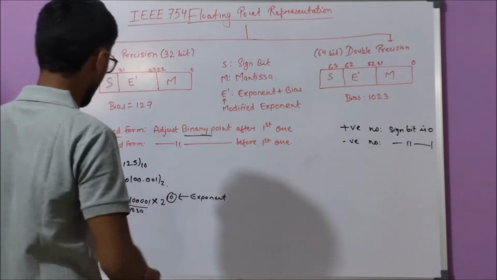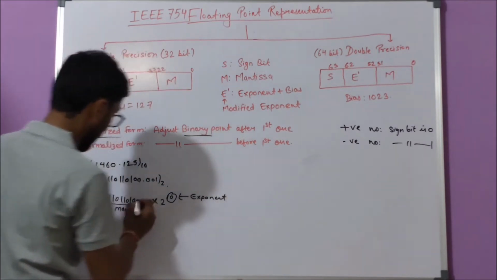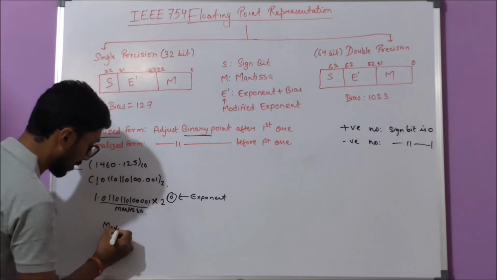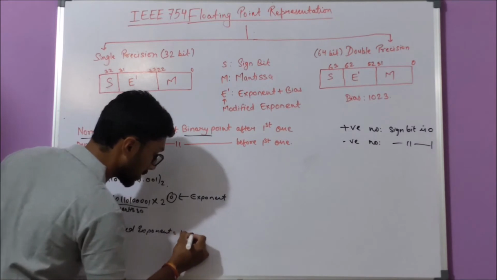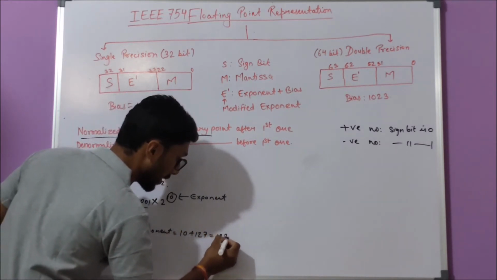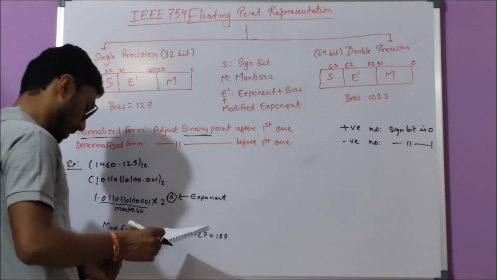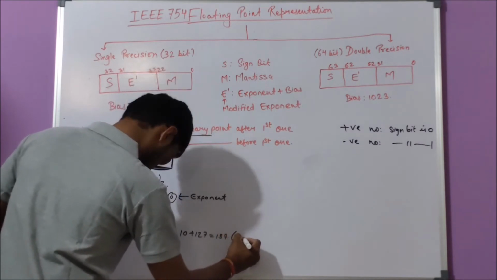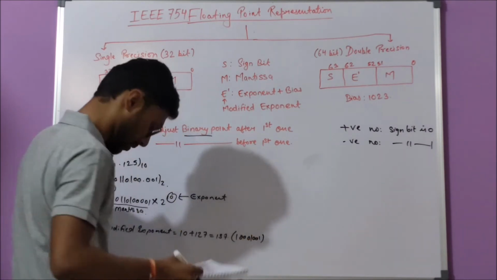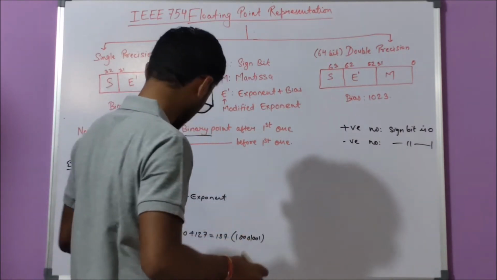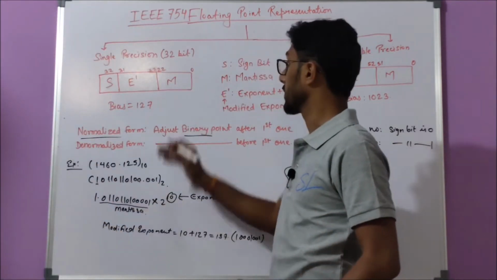Okay, so let's calculate modified exponent. Modified exponent in single precision is 10 plus 127, which is 137, and let's convert this 137 into binary format. The representation in binary format is 10001001. Okay, now the complete representation of the decimal number into normalized single precision format is as follows.